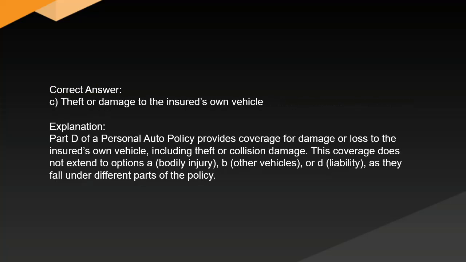Correct answer. C. Theft or damage to the insured's own vehicle. Explanation. Part D of a personal auto policy provides coverage for damage or loss to the insured's own vehicle, including theft or collision damage. This coverage does not extend to options A, bodily injury, B, other vehicles, or D, liability, as they fall under different parts of the policy.